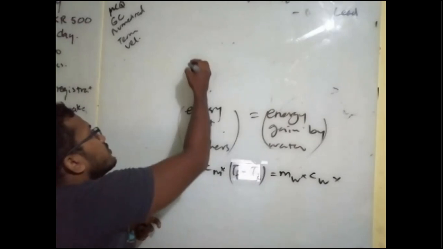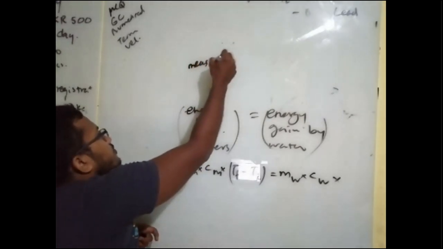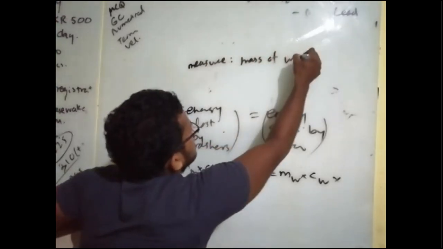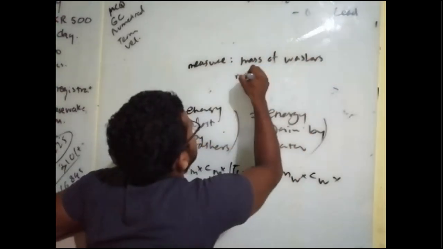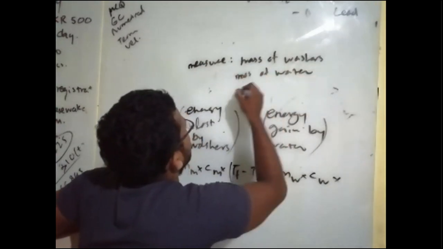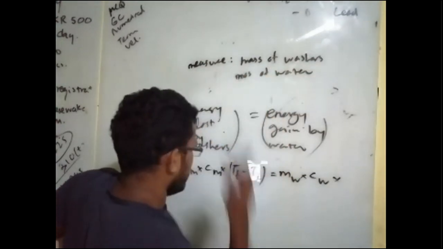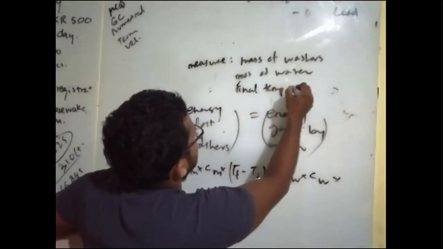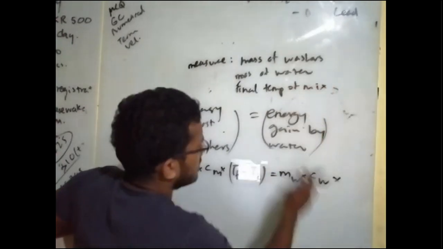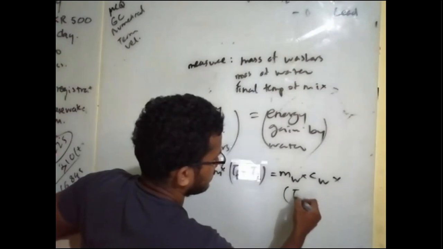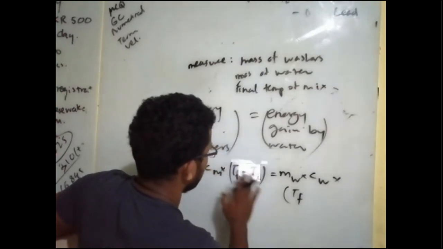So, measure the mass of washers, mass of water, then final temperature of mixture. And for this one, we need something else. Can you get it? Final minus initial.